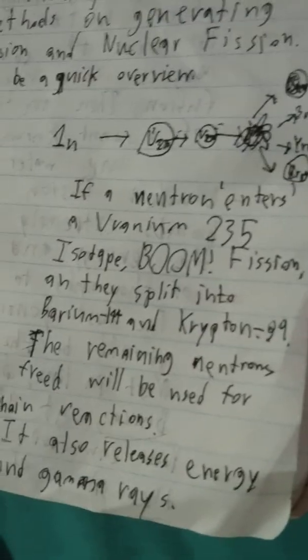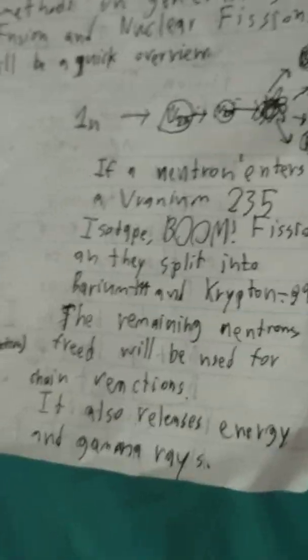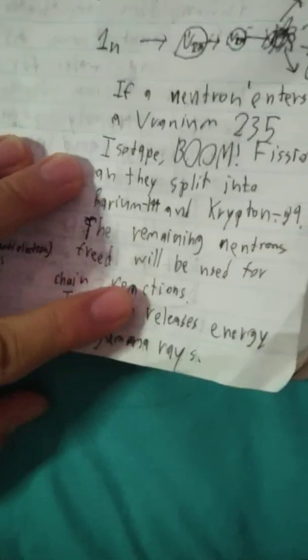Therefore, it can also be used for weapons. If you have a microfission reactor that's capable of generating this gamma ray, and therefore creating some sort of railgun made out of nuclear fission. That's funny. Yeah, it also releases energy and gamma rays.